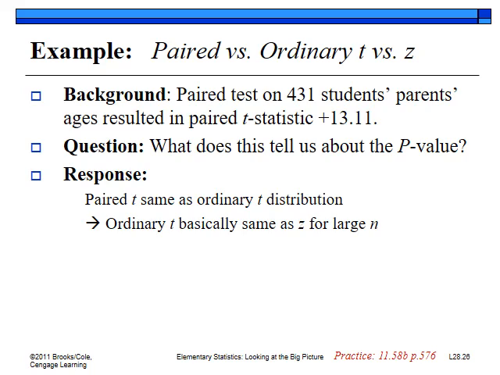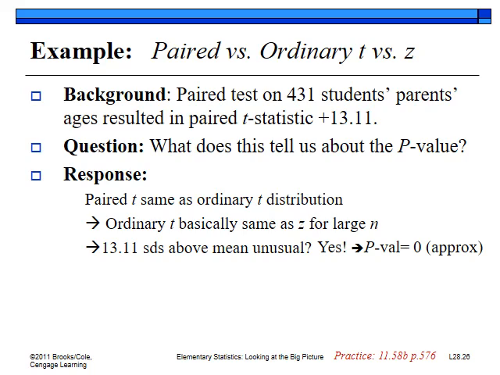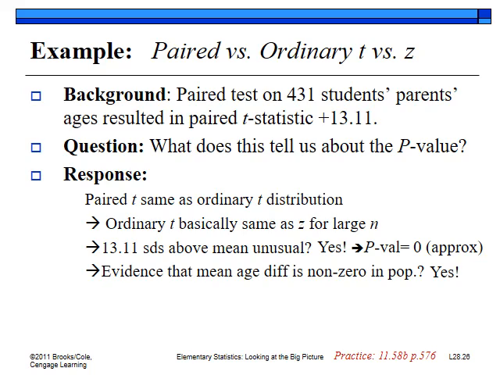When n is large, the t distribution and the z distribution are about the same. So that 13.11 as the t statistic would be interpreted in terms of z as 13.11 standard deviations above the mean. That's definitely an unusual z value. So if we had done a z-test, we would have gotten a p-value of approximately 0 as well. Is that strong evidence? You bet.